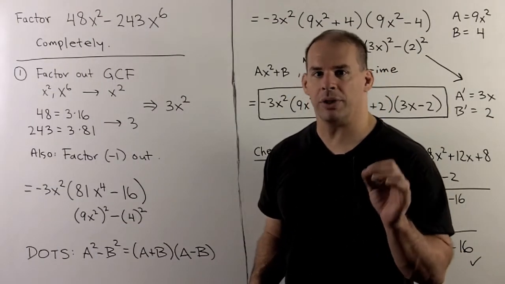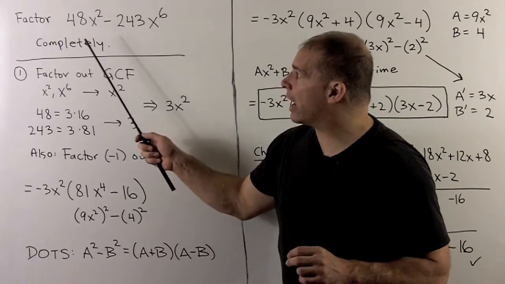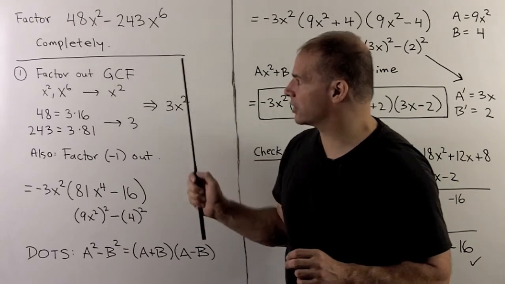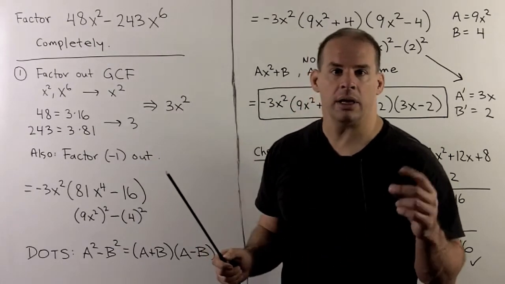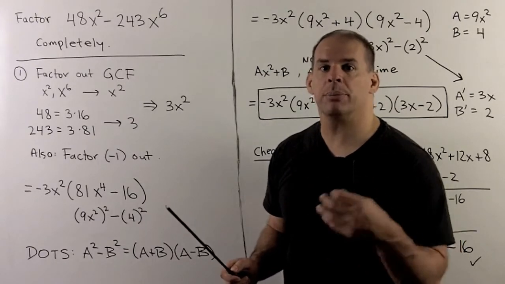Here's a factoring problem with some teeth in it. We want to factor completely 48x squared minus 243x to the 6th power. Now, the point here, we'll need to use difference of two squares, not just once, but twice.